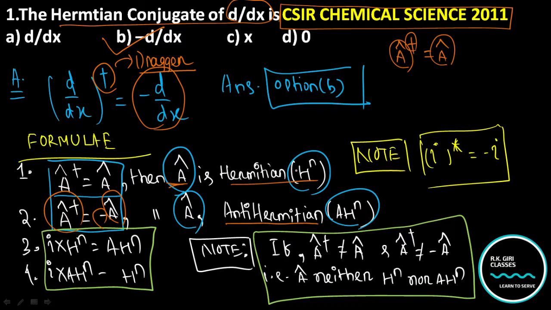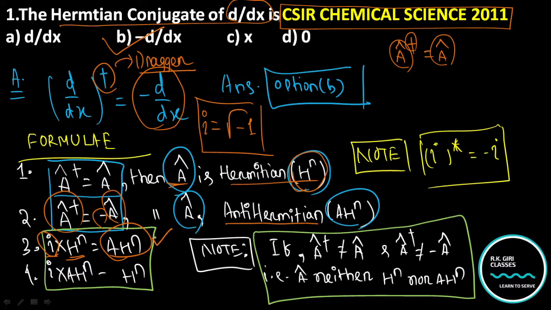And if you have a Hermitian operator and you multiply it with i, you know that i is the imaginary part, represented as root over minus 1. So if you multiply i with a Hermitian operator, it will be converted to an anti-Hermitian operator. Similarly, if you have an anti-Hermitian operator and multiply with i, it will be converted into a Hermitian operator. There is a derivation there, but we don't focus on derivations.